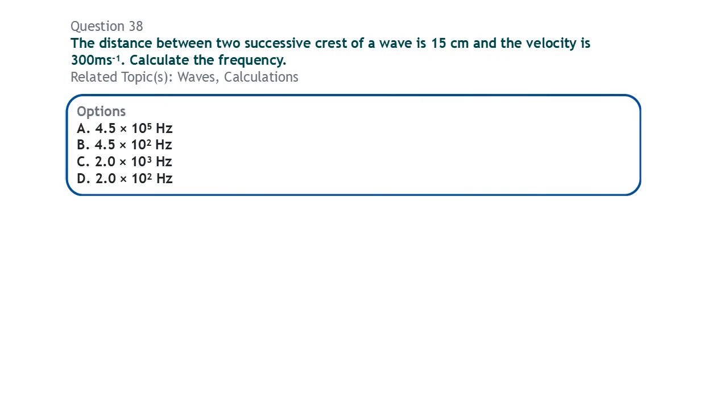Next, on waves. The distance between two successive crests of a wave is 15 centimeters, and the velocity is 300 meters per second. Calculate the frequency.